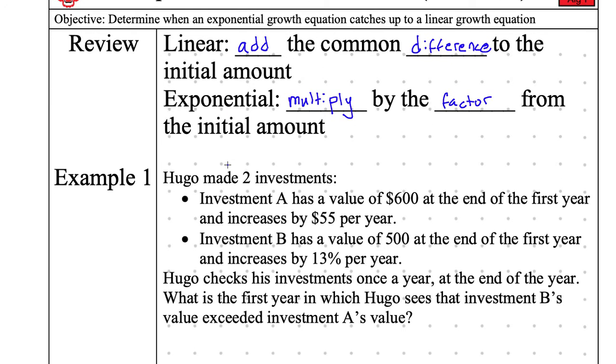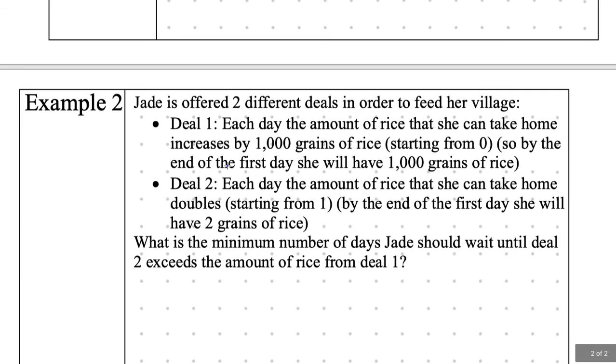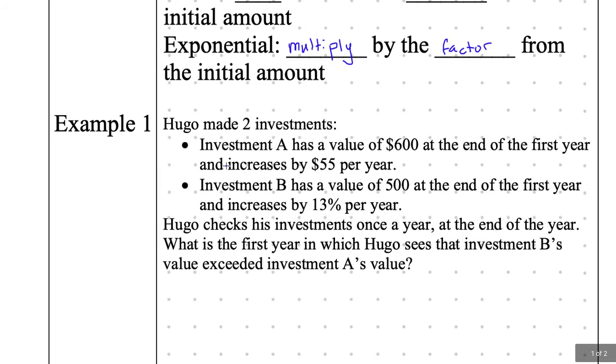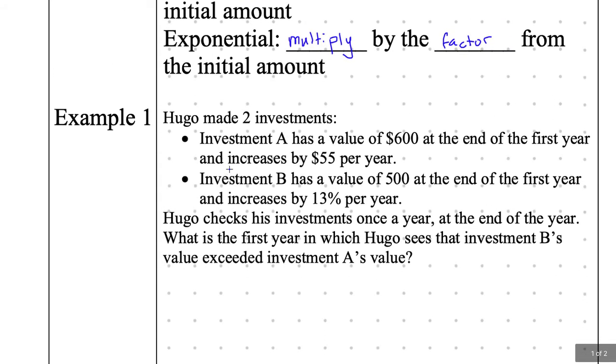All right, so we only have two examples, one example on the front, one example on the back. Let's talk about Ugo. He's doing some banking, or I guess some investing. So he made two investments. Good job, Ugo. You have lots of money in the bank, it looks like. Investment A, you start off with $600. So by the end of the first year, you have $600, and every year after that, you get an additional $55. Not too bad.